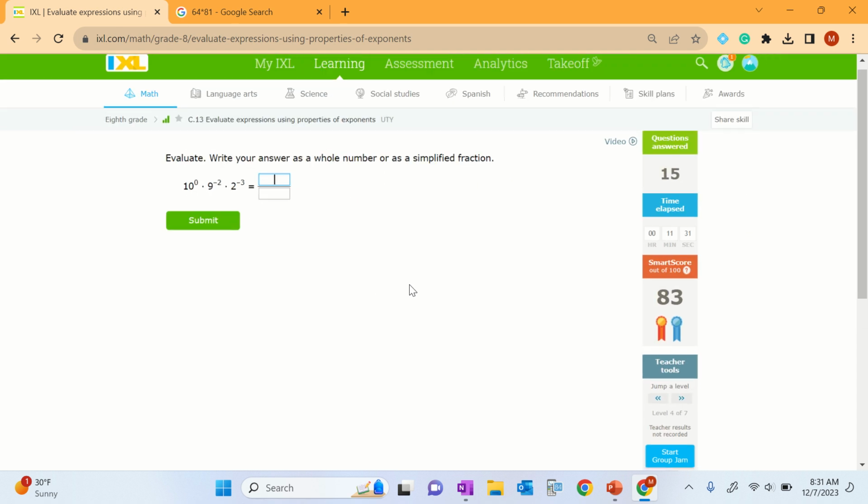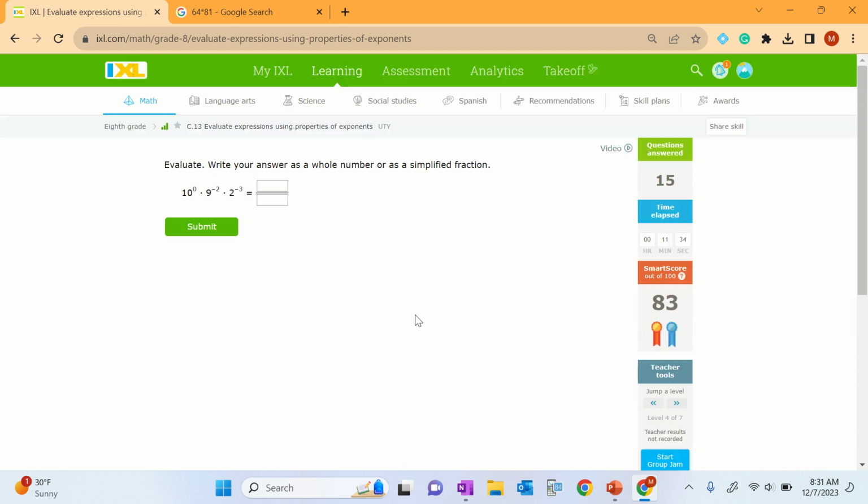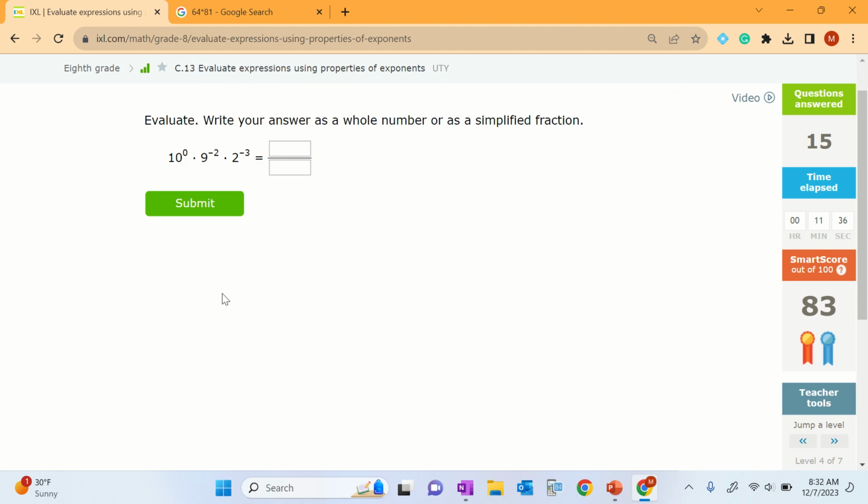Ooh, that's a good one. I like this. Okay. So what we're going to do here, the very first thing I notice is I have 10 to the power of 0. I'm going to make that 1, because anything to the power of 0 is 1. I also notice I have 9 to the power of negative 2. I have a negative exponent, so I'm going to move it to the other side of the fraction, and it becomes 9 to the power of 2.